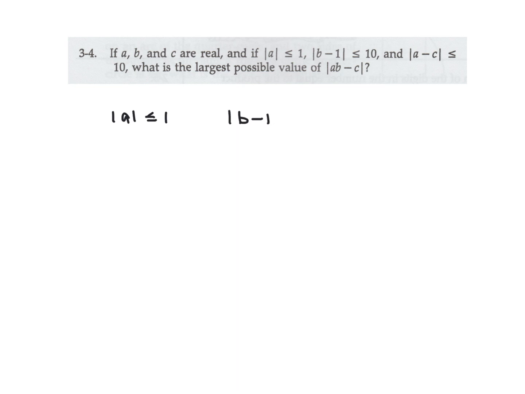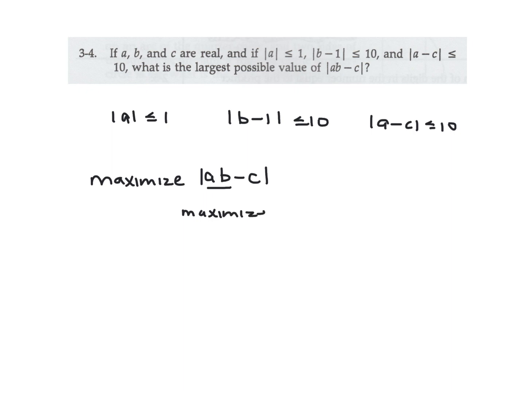The absolute value of B minus 1 is less than or equal to 10. And then we have the absolute value of A minus C is less than or equal to 10. So we are trying to maximize this. Now to maximize that, we would have to maximize this and minimize that. Minimize C.